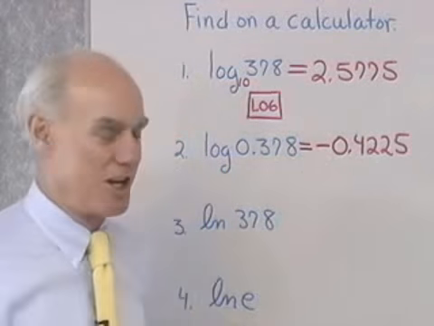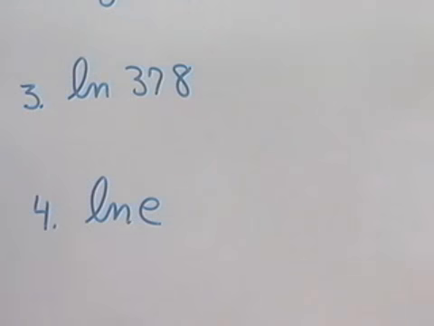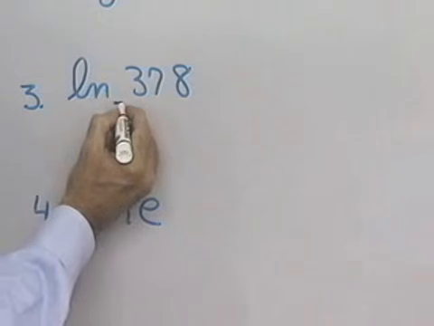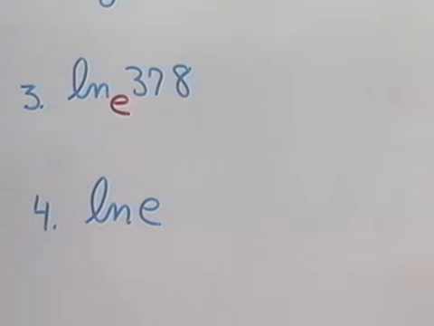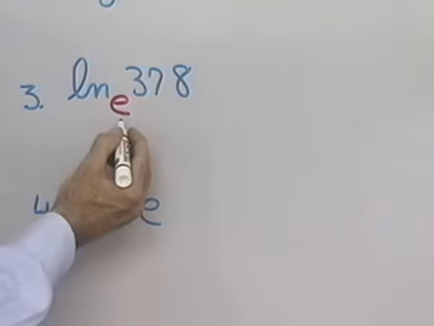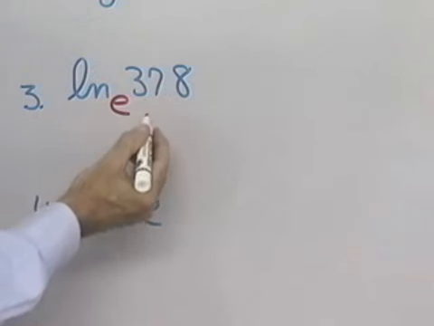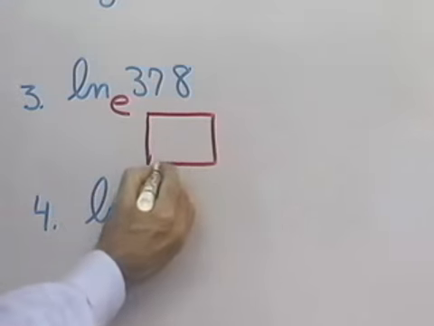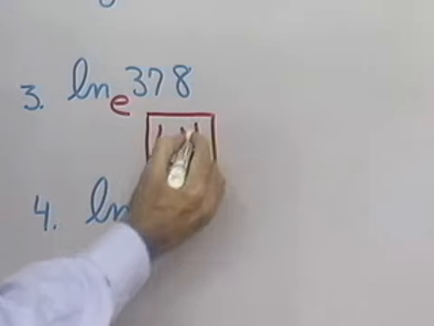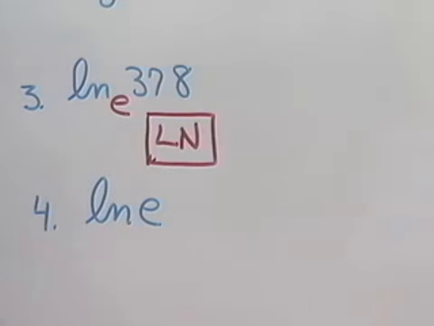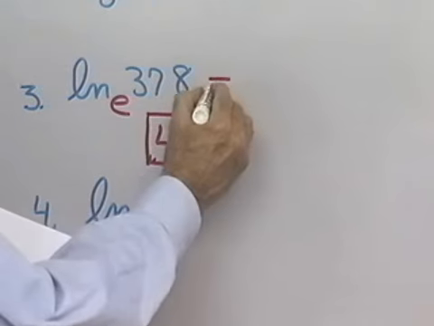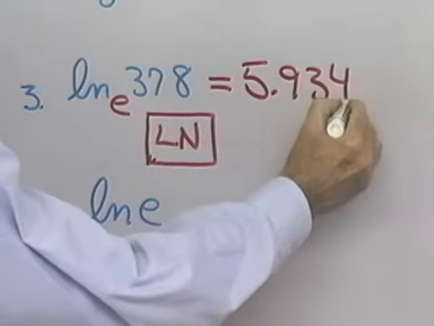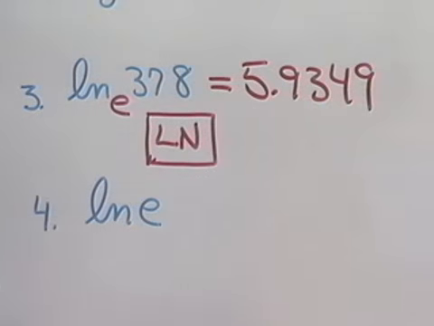Let's look at some natural logs. Natural log of 378, you know that when you see this notation, it's a logarithm with an implied base of e, that naturally occurring constant e. So if I do this on the calculator, press 378 and then look for the button on your calculator that says ln for natural logarithm, you should get 5.9349. And again, I rounded that one off.